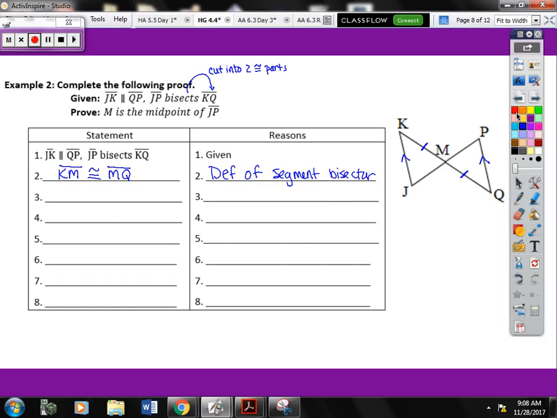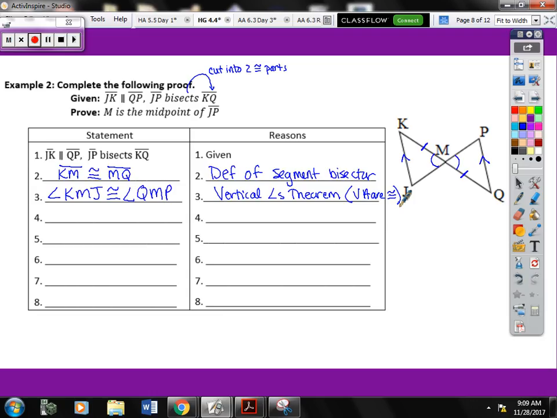Vertical angles. Okay. Let's mark them. And let's write them down using 3 letters. So angle KMJ is congruent to angle QMP or PMQ. It doesn't matter as long as M's in the middle for an angle. For a triangle, it has to be specific, but an angle doesn't matter. And that would be the vertical angles theorem. Or you can also write out what the theorem says, which is vertical angles are congruent. Whichever you prefer.